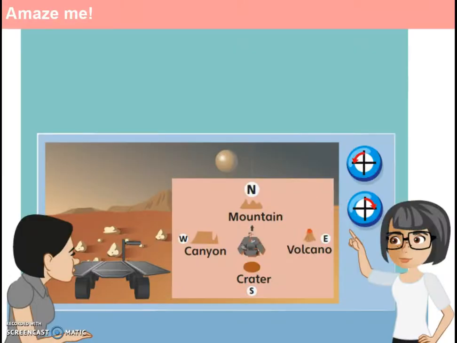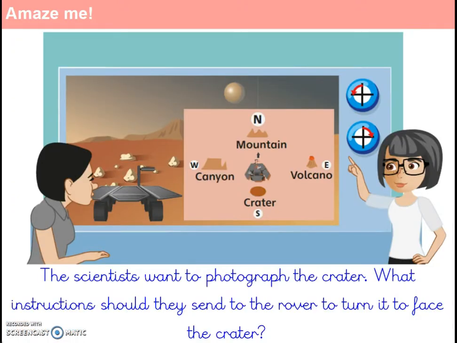We're going to start by looking in our textbook and heading to the NASA headquarters, where we can see a video image of Rover on the moon. We're going to have to give Rover some instructions on how to turn around so he can take pictures of his lunar landscape. So for question 1A, we're asked, the scientists want to photograph the crater. What instructions should they send to the rover to turn it to face this crater?